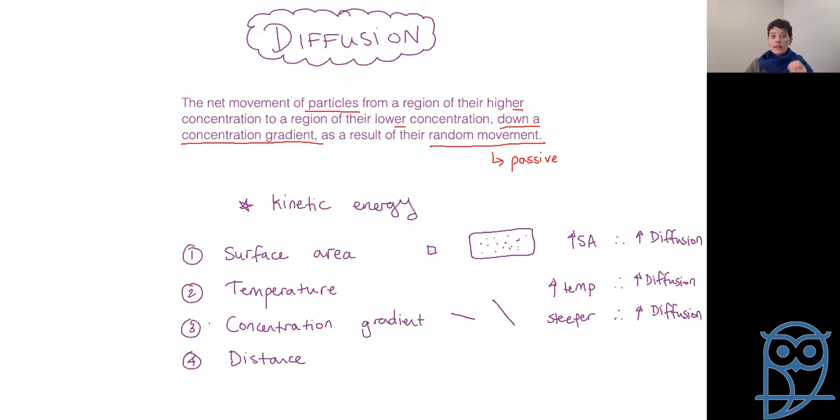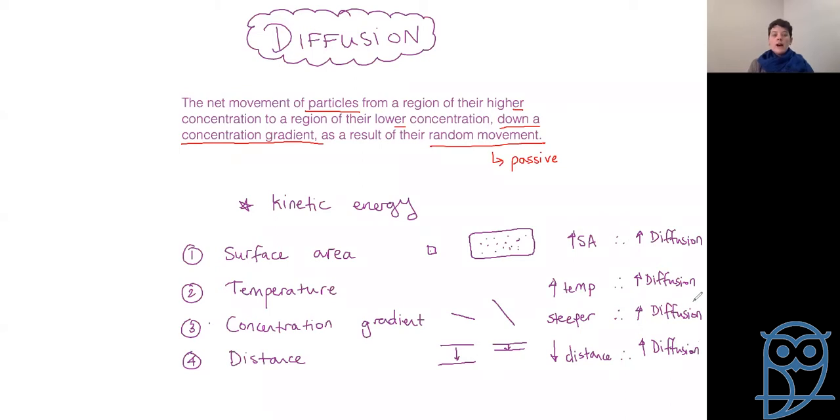And the last thing is distance. Let's say we have to get across this space, or we have to get across this space. See, distance is the one that's different. If we have a shorter distance, diffusion will be faster. So shorter distance, we have faster diffusion.